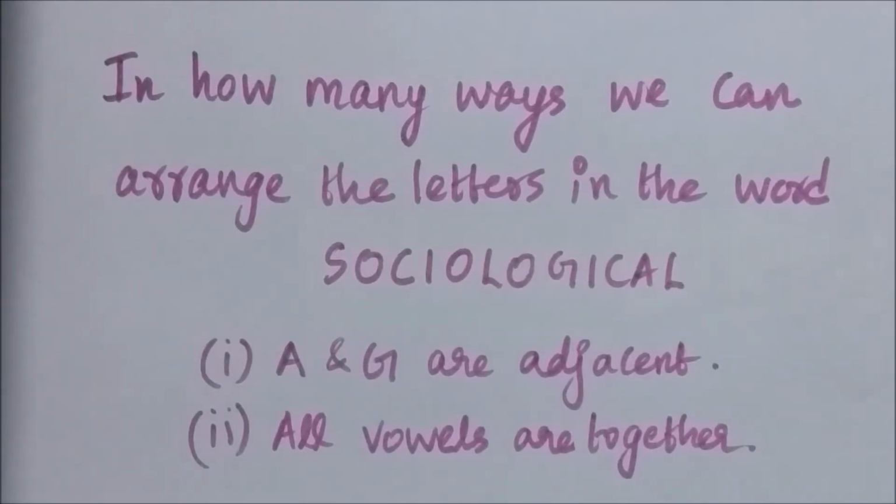First question is, in how many ways can we arrange the letters in the word sociological where A and G are adjacent? Okay. And in the second question, we want to find the number of ways we can arrange the letters where all vowels occur together. So let's see how to solve this.